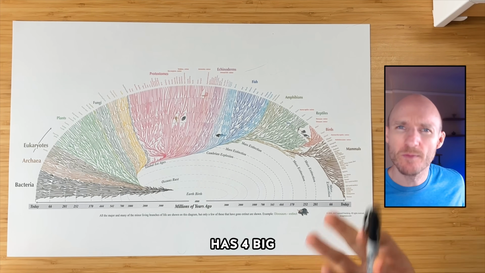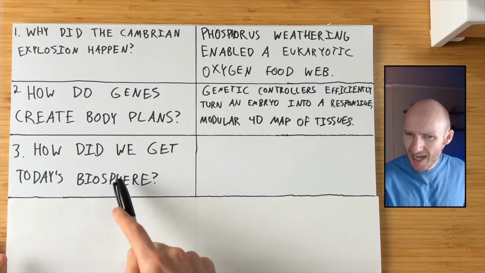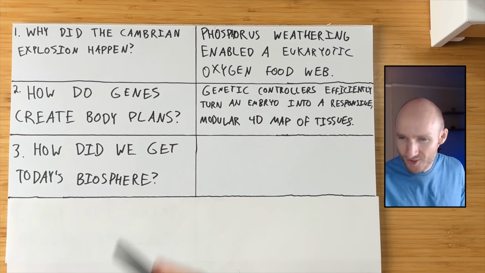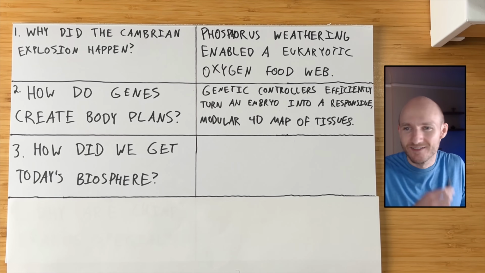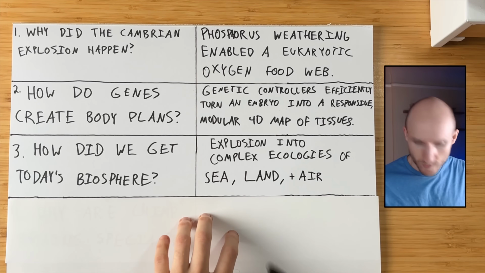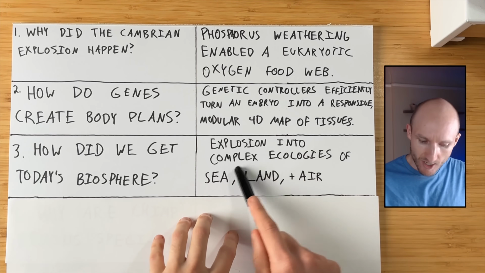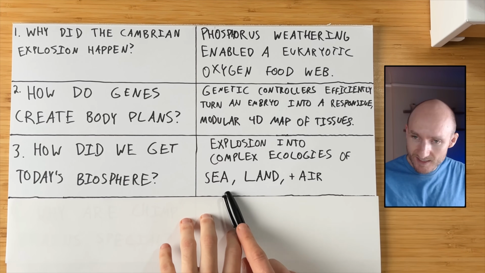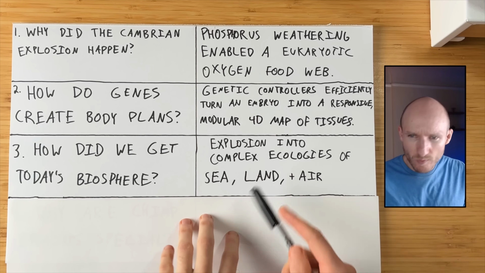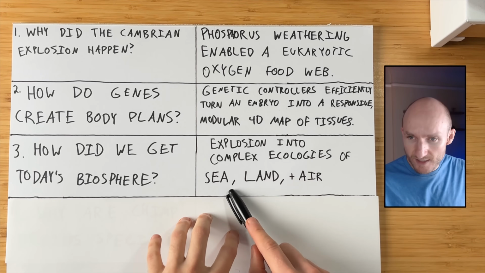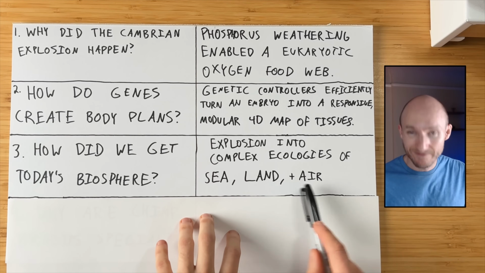And this chart has 4 big puzzles in it. But what about this third puzzle? How did we get today's biosphere? We're not just a bunch of little Cambrian explosion trilobites in water. We got this with an explosion into complex ecologies of sea, land, and air. In other words, there wasn't just a Cambrian explosion into the sea, but later there was one onto the land and finally one into the air.